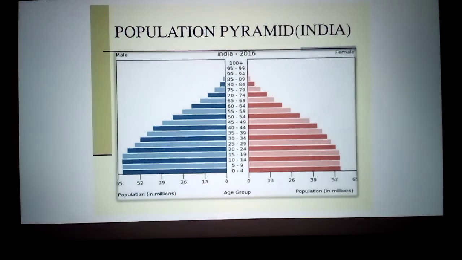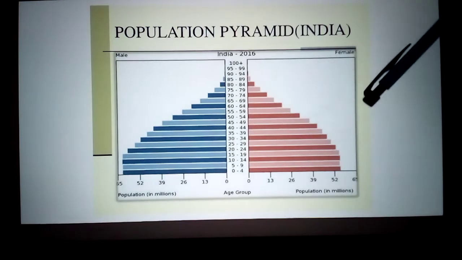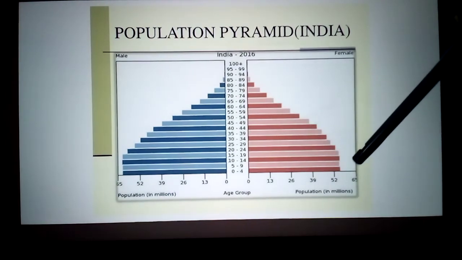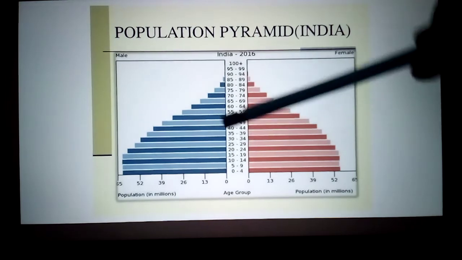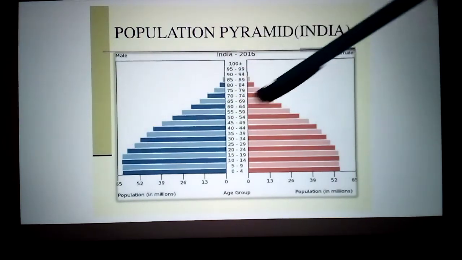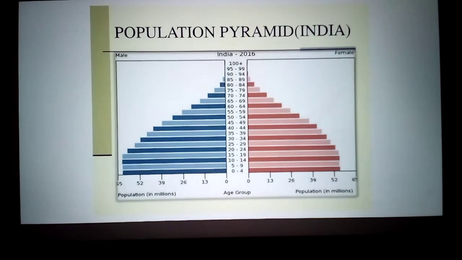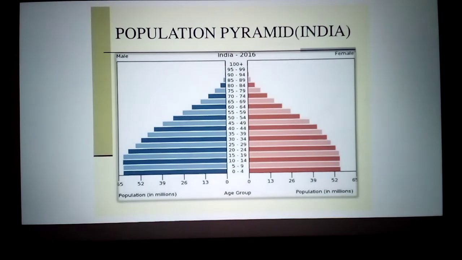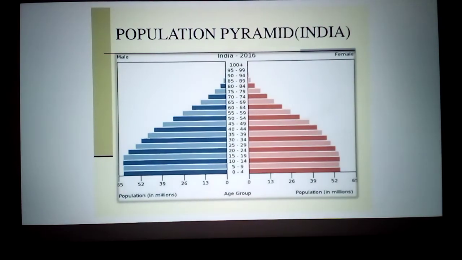So how many males are there, how many females are there, they are showing with the age group they belong to. And see here, the female population is nearly 52 million. Here the male population is nearly 54 million. How educated they are, what type of occupation they are employed in, their income level and health condition, everything. So any country's development depends on the population pyramid.